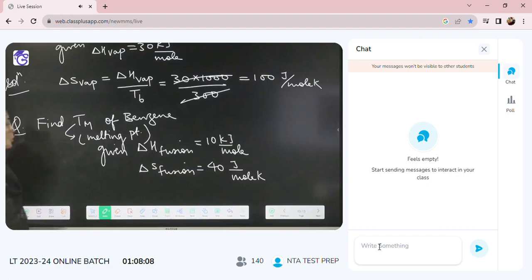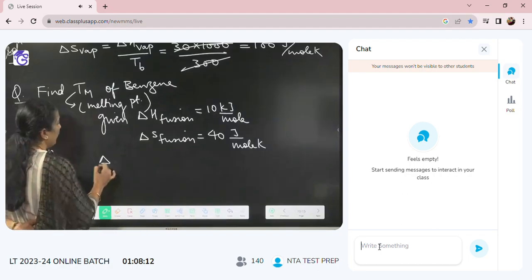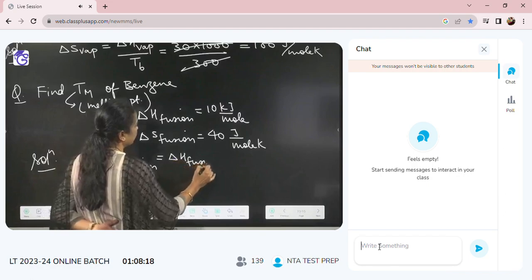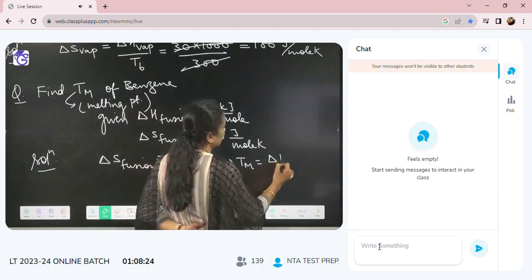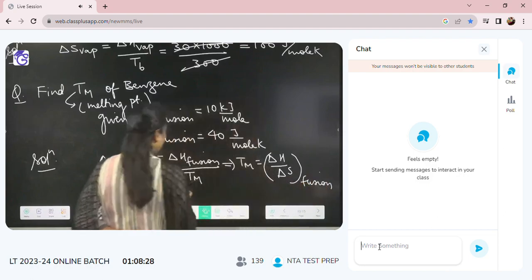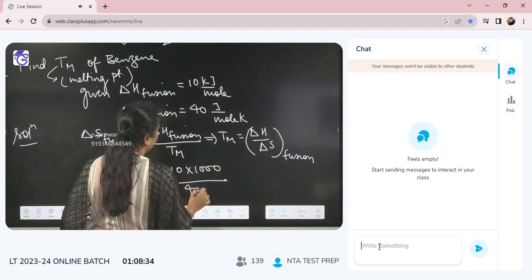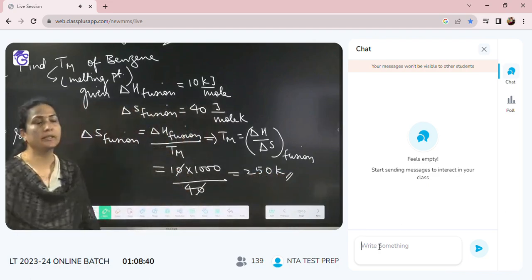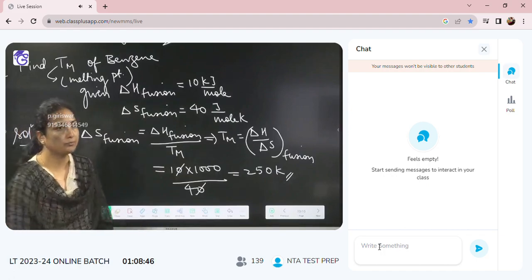Correct. 250 Kelvin. Very good. Simply what you have to do, delta S fusion is equal to delta H fusion upon Tm, that is melting point. So we'll be writing Tm as delta H upon delta S for this fusion. And I have given you 10 kilojoule. Only thing is be consistent, or else be careful with the unit. You'll be getting this as 250 Kelvin. And sometimes you are calculating in Kelvin, examiner may express it in degrees Celsius, but it will be mentioned there. So be careful with that also. Okay.